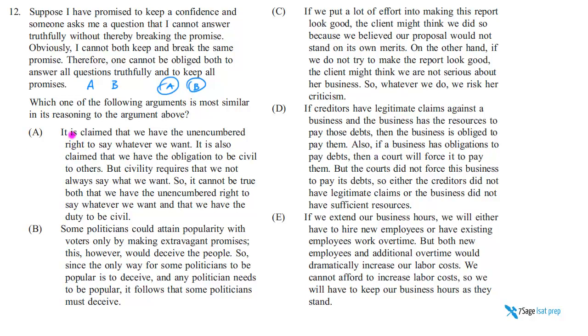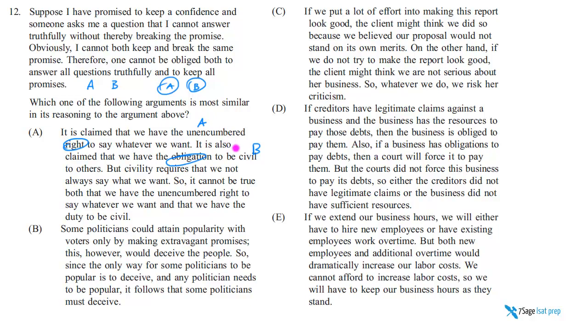Let's take a look at answer choice A. It is claimed that we have the unencumbered right to say whatever we want. So A is the unencumbered right to say whatever we want. It is also claimed that we have an obligation to be civil to others. So this is the B. Now, what we need is one instance, right? This is where you start. So the quick way, as I'm reading this, as the clock is ticking, I'm reading this first sentence and trying to match it already. Every sentence you're trying to match. And as I'm matching this, I know that this is A and B.